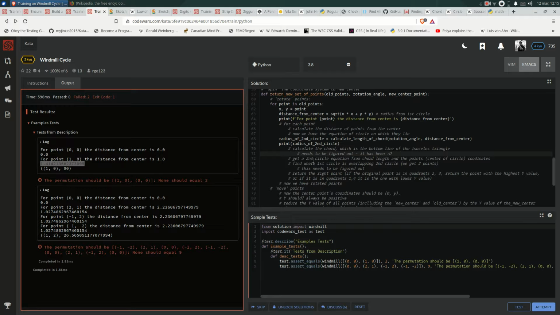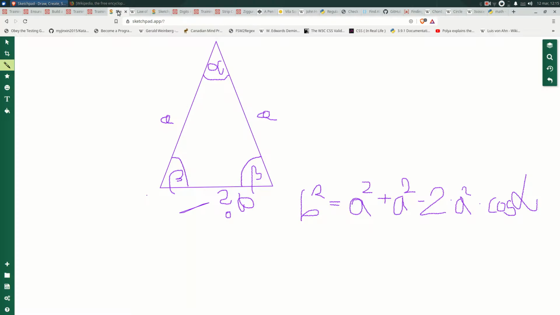Get the second circle equation from the chord length. Find where the first circle is overlapping the second circle. So now we have two equations which should look something like, oh my god, I really need a mouse.